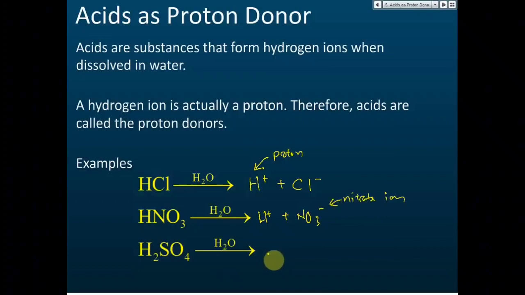And the last one, sulfuric acid. When dissolved in water, it will form two hydrogen ions and sulfate ions. So from here we can see that acids, when dissolved in water, release hydrogen ions, and these hydrogen ions are called protons. So acid is called a proton donor.